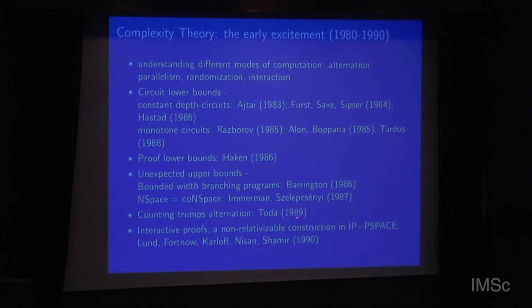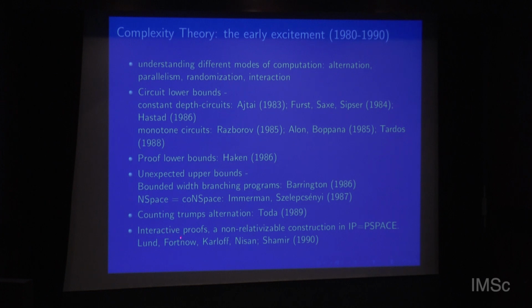There was this result at the end of the decade by Toda, which showed that counting is... Valiant had proposed counting as another thing that you should look at, not just checking for the existence of solutions, but counting how many solutions there are. He showed that this is a much harder problem. It's much harder than non-determinism, it is harder than even alternation, and so on.